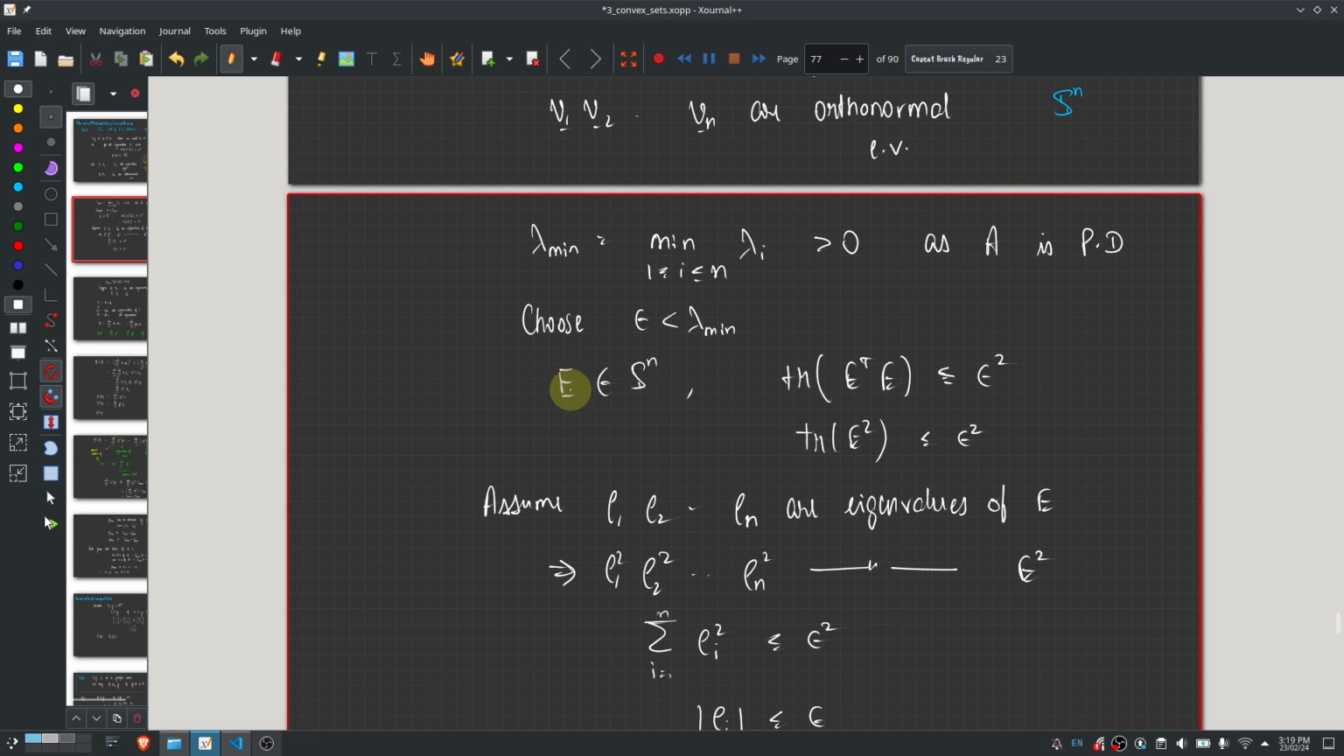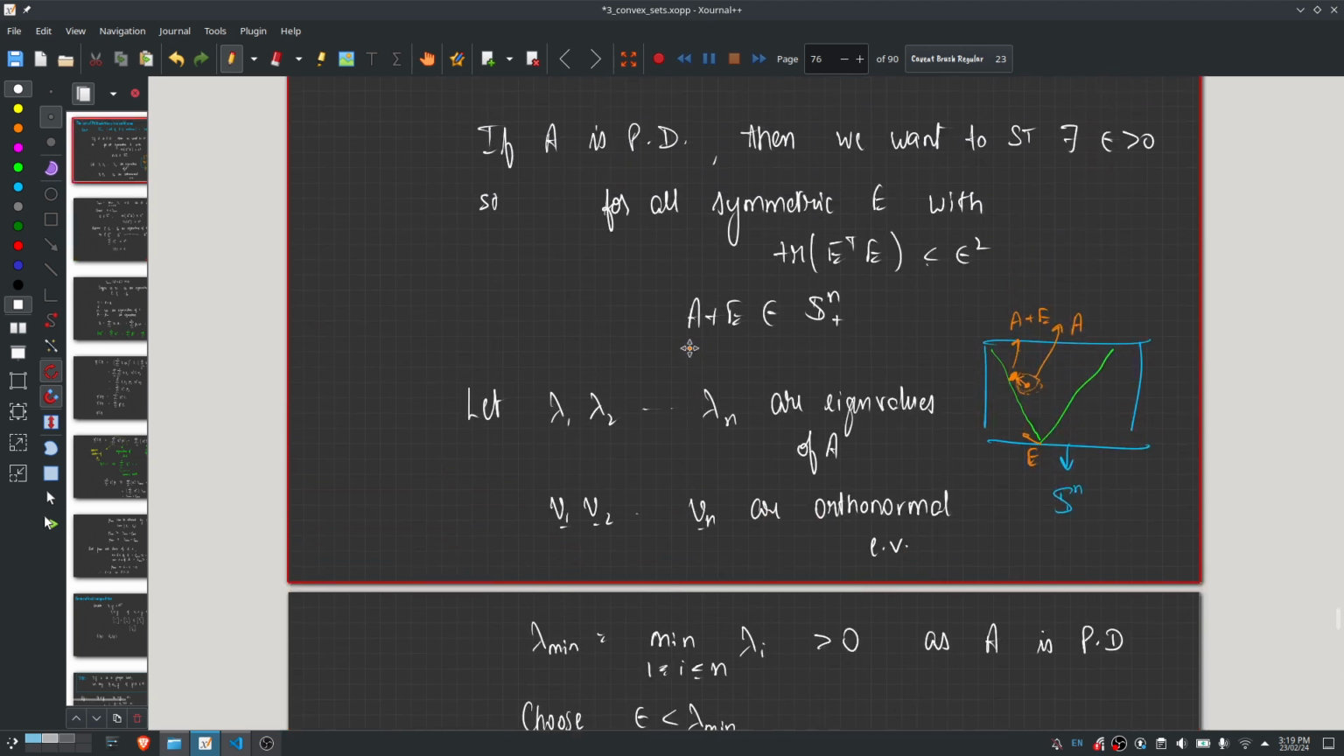And using this particular property of the sum of symmetric matrices, the minimum eigenvalue of A plus E therefore has to be strictly greater than 0, because the minimum eigenvalue of E is at least minus epsilon, and the minimum eigenvalue of A is at least epsilon. So the sum has to be at least 0.